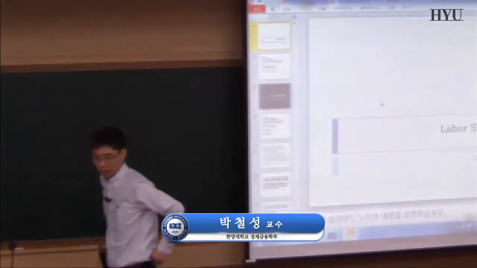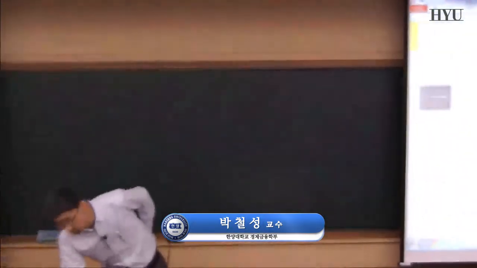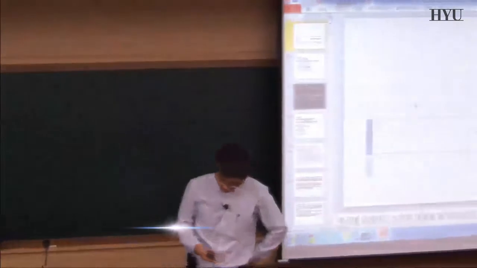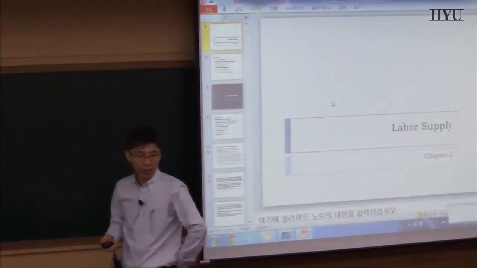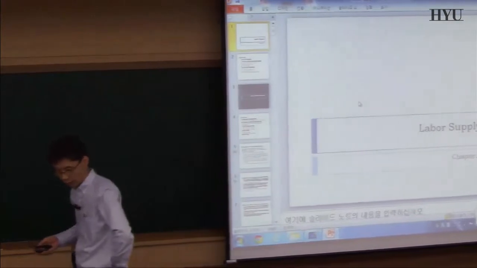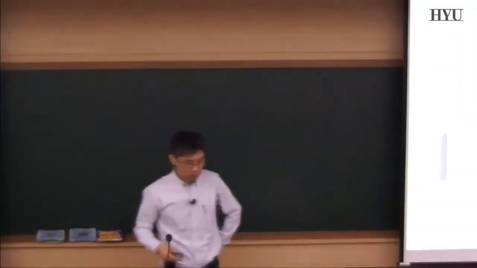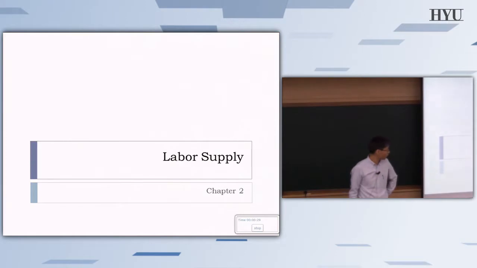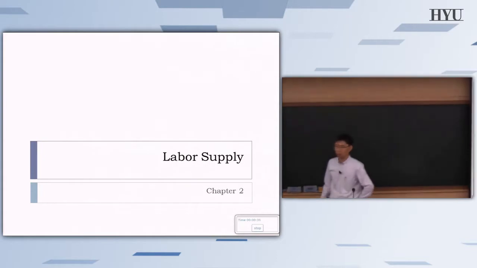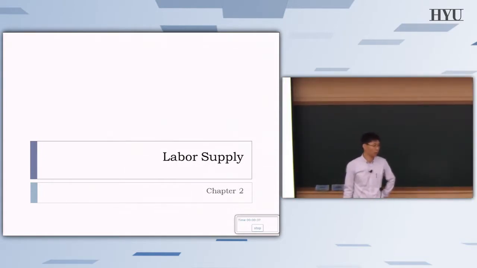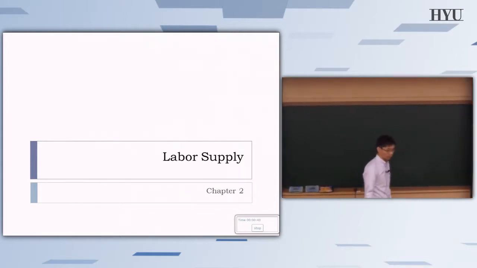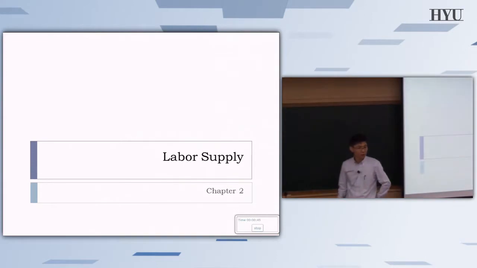Okay, so today what we are going to study is labor supply. As I said in the last lecture, for labor supply we will have 3 lectures. That's our plan. Labor supply is the beginning of the labor economics course, and in a way, it's an application of utility maximization theory to the labor market. So if you are already familiar with utility maximization, it should be relatively easy to follow, at least for the first part.